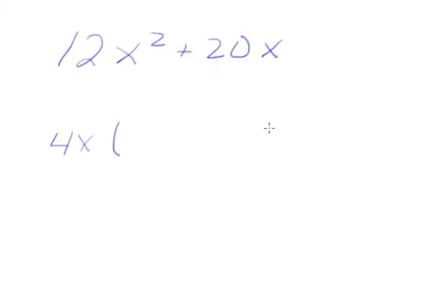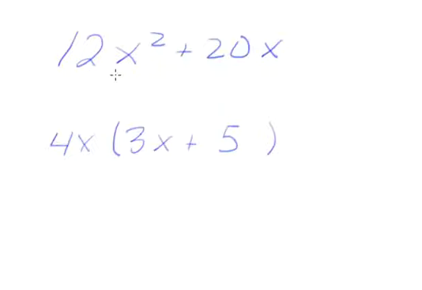And then I'm going to factor out, this is a very important concept, what times 4x gives me 12x squared, and that's a 3x, plus, all right, what number do I need here that would multiply by 4x to give me 20x, and that would be 5. Now that is the basics of factoring.